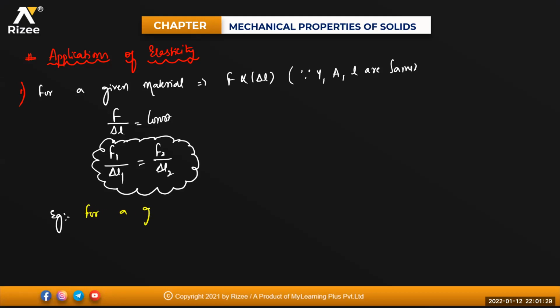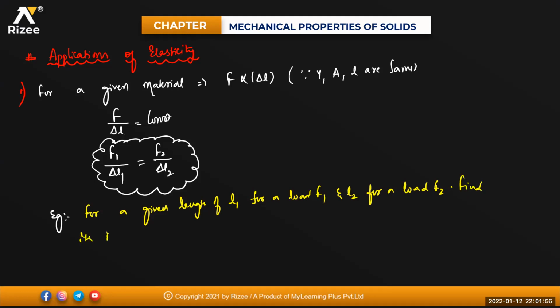Like say, for a given length of L1, for a load F1, and L2, for a load F2, find its initial length. That is nothing but L0. So this is an example. What we have got is, for a given length of L1, there is a load of F1. And for a length L2, there is a load of F2. Then what might have been its initial length?